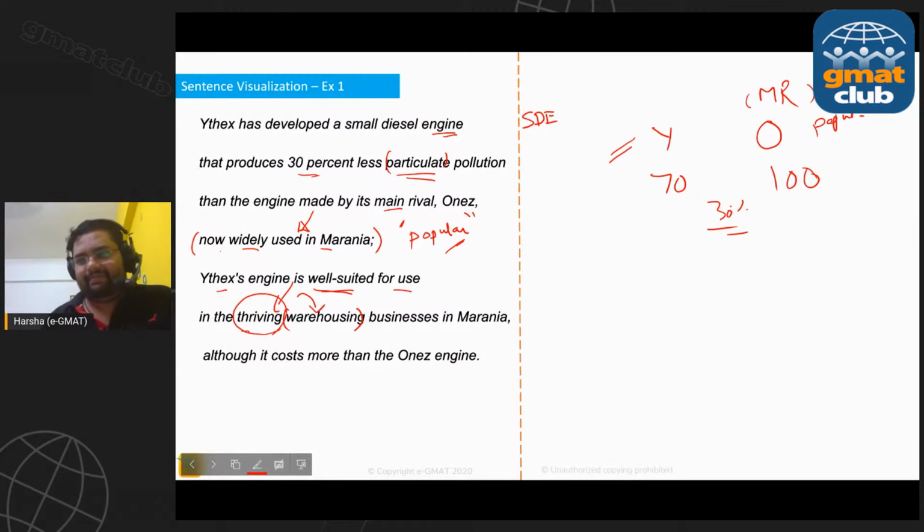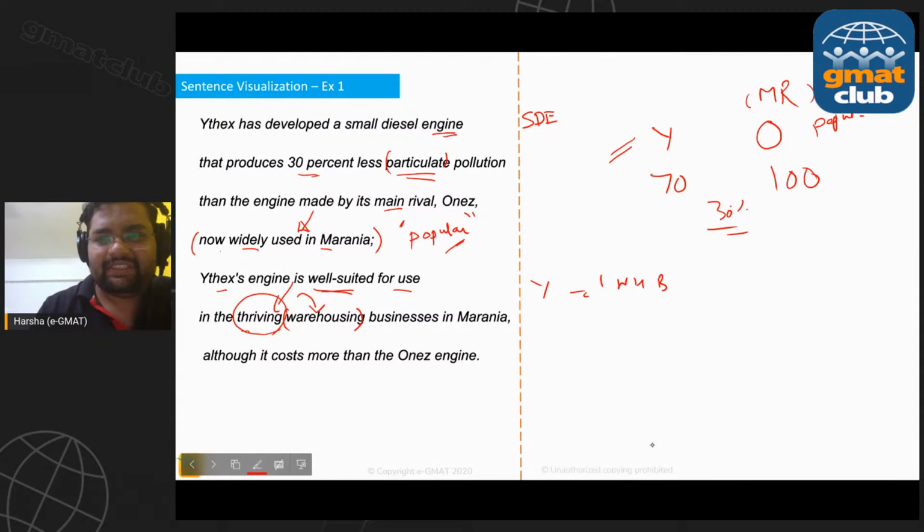What is thriving? Thriving means it's growing, it's doing very well, it is doing fantastically. When you say thriving, that's what it typically means. So you can see why flourishing is the right answer there. It's the only one which makes sense. Fine. So this Vitex engine is pretty well suited to certain warehousing businesses in Marania.